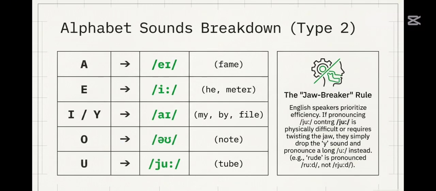For example, letter A, sound A: fame. Letter E, sound E: he, meter. Letter I and Y, sound I: my, by, file. Letter O, sound O: hope, no, and note. And letter U, sound U, as in the word tube.